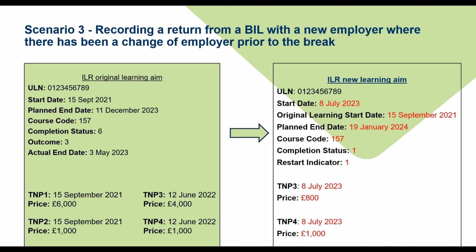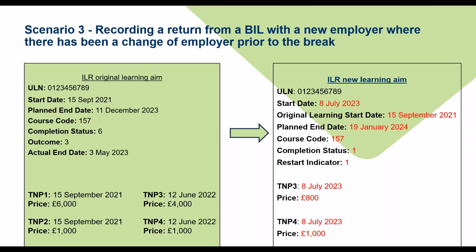The apprentice then went on the break in learning in May 23, so the learning aim on the left was closed. The apprentice is now returning with a third employer on the 8th of July 23. So this is effectively the same as scenario 2 in that we agree a price with that third employer and record that price in the new learning aim on the right in TNP3 and TNP4 records.